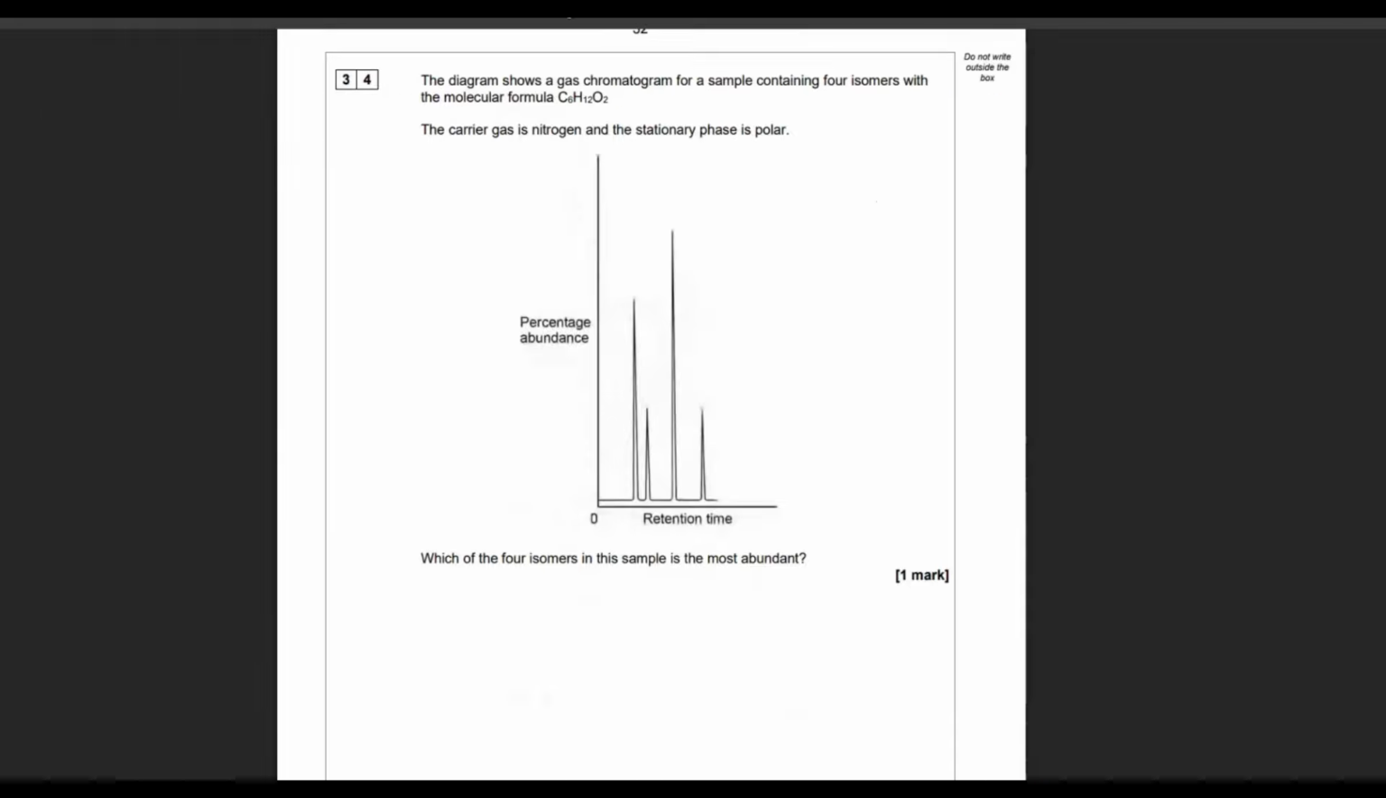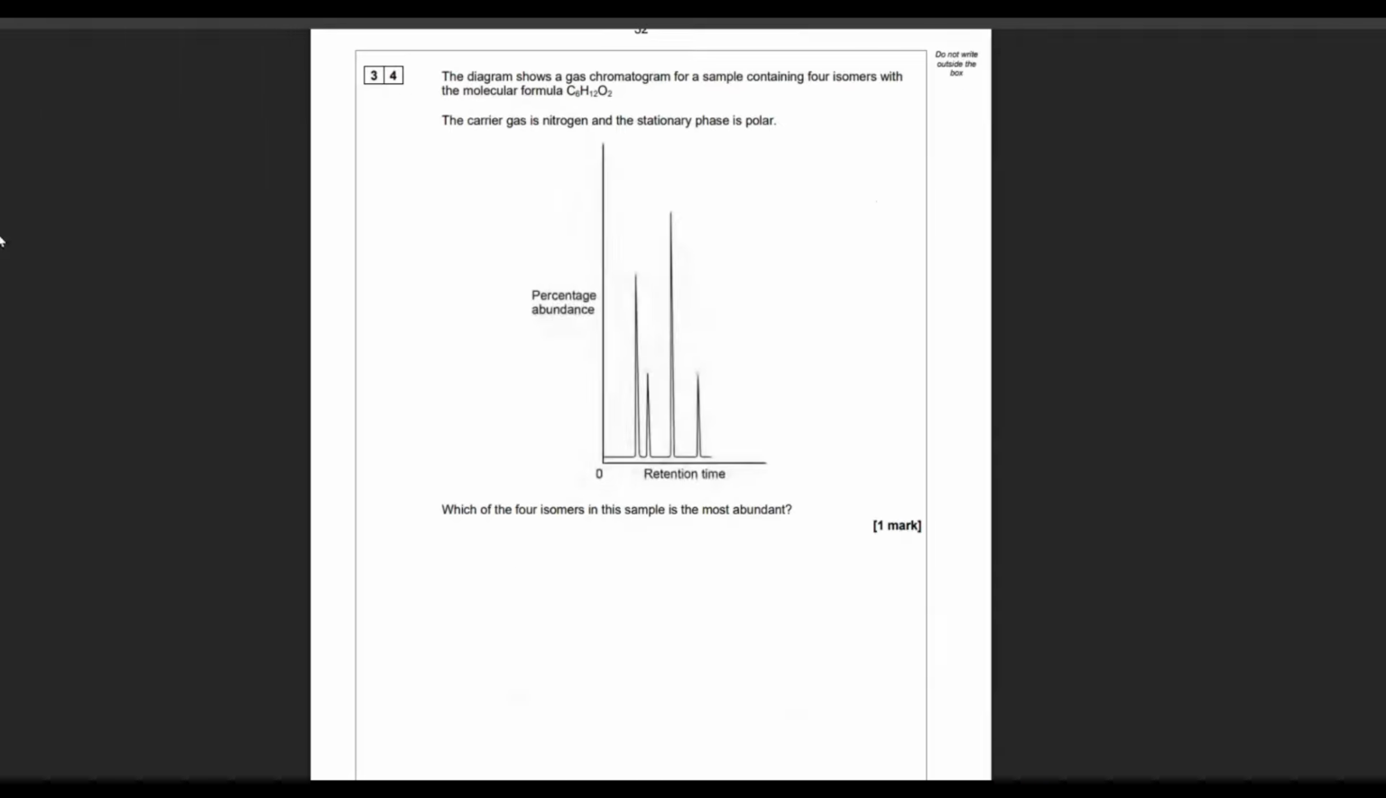34. Diagram shows a gas chromatogram for a sample containing 4 isomers with the molecular formula, I can't read because I ain't got my glasses on. What is that? C6H12O2, I think. The carrier gas is nitrogen and the stationary phase is polar. Which of the isomers is most abundant? You can see the one that is highest, that is the most abundant one. I'll circle it here.